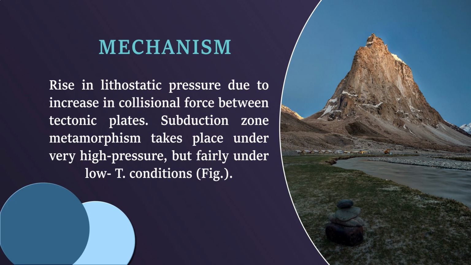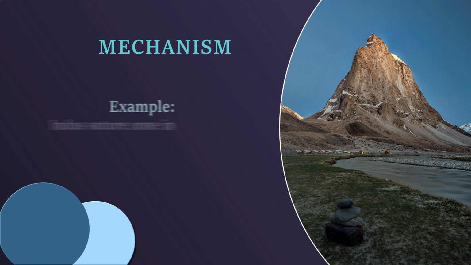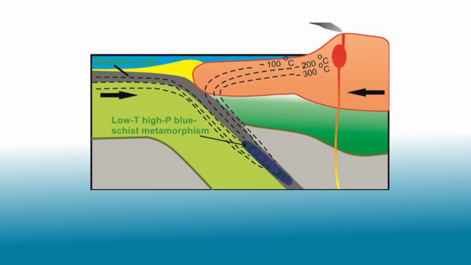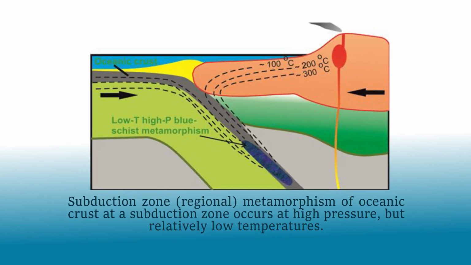There is a rise in lithostatic pressure due to increase in collisional force between tectonic plates. Subduction zone metamorphism takes place under very high pressure but fairly low temperature conditions. An example is the Indus suture zone in Ladakh, Himalaya. Here is the diagram. Subduction zone showing metamorphism of oceanic crust occurs at high pressure but relatively low temperatures.